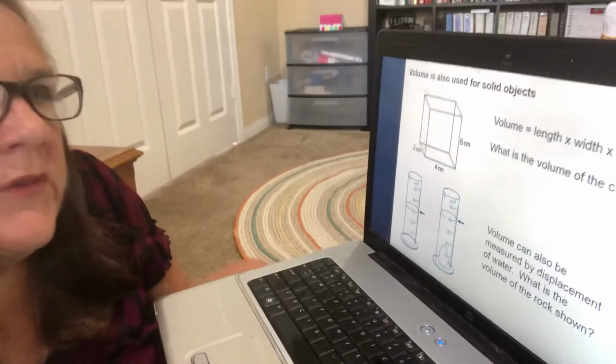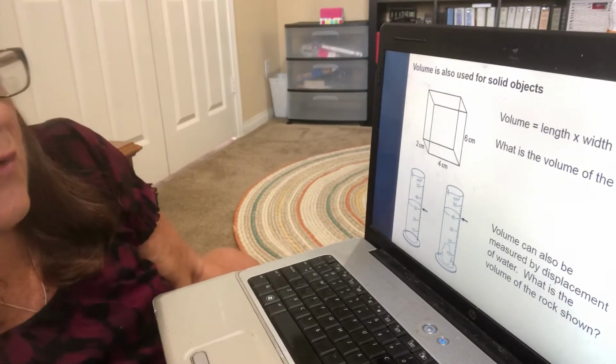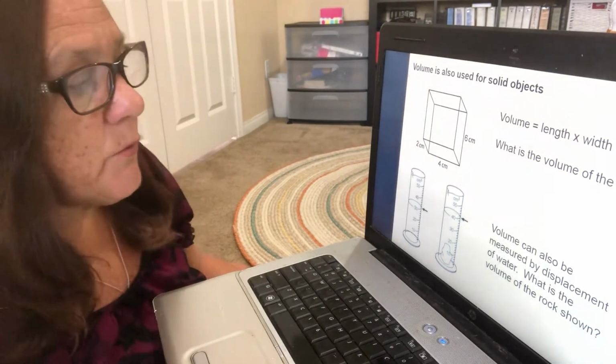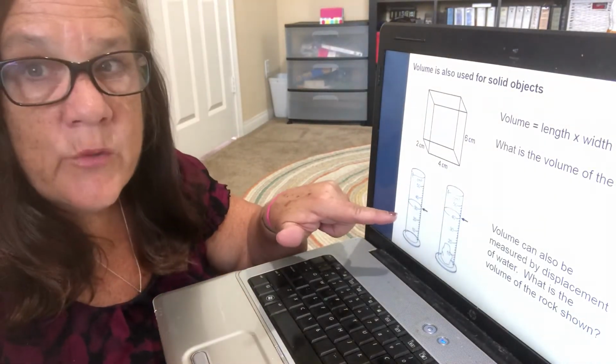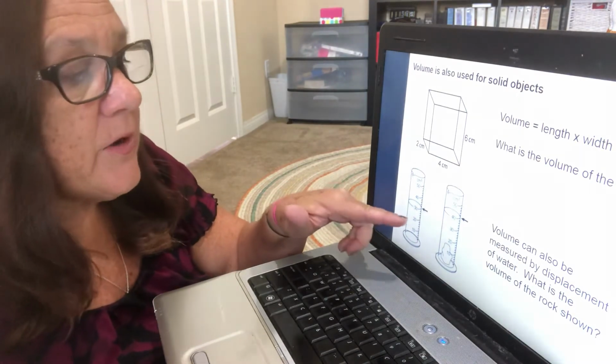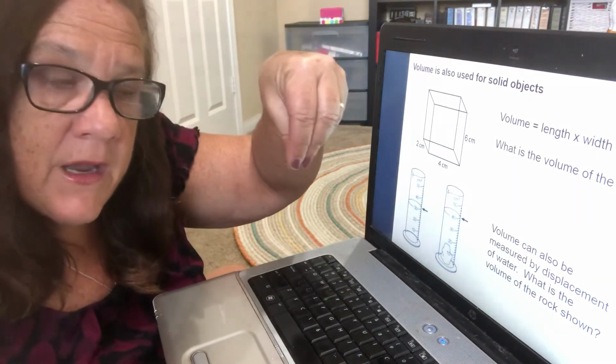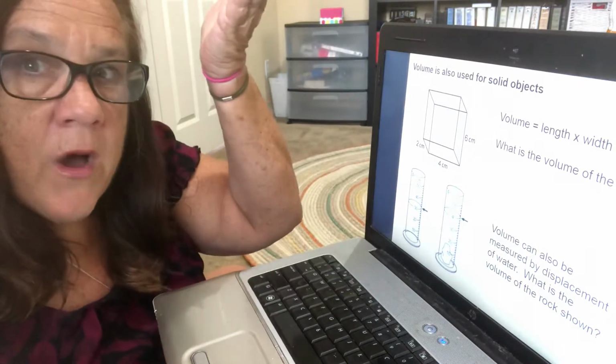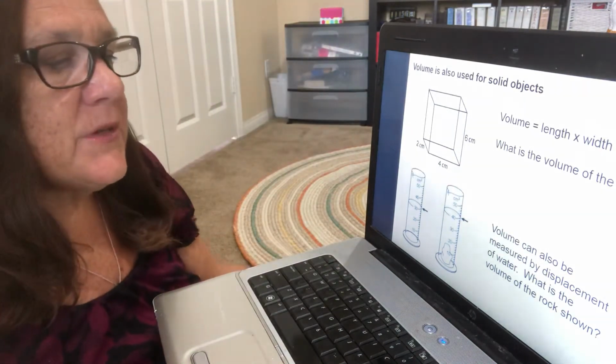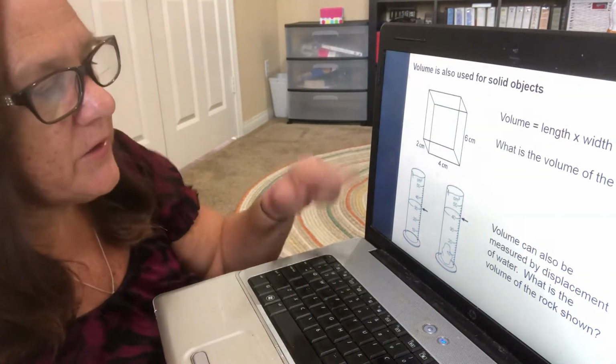Another way we often use in science is called volume displacement of water. So we would put a set amount of water in a graduated cylinder, let's say 30, and then we drop something in it, and how much the water goes up, or is displaced, will tell you how much the volume is.